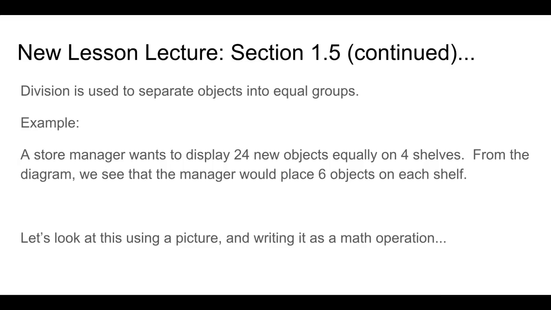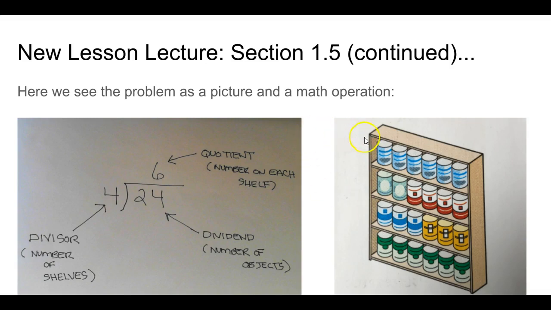For an example, a store manager wants to display 24 new objects equally on 4 shelves. From the diagram, we see that the manager would place 6 objects on each shelf. So let's look at this using a picture and writing it as a math operation. Looking at the diagram for this example, we see the shelf right here. We see this big case, and we see that there are 4 separate shelves.